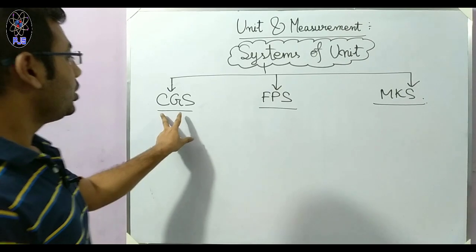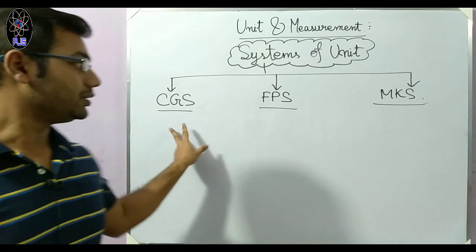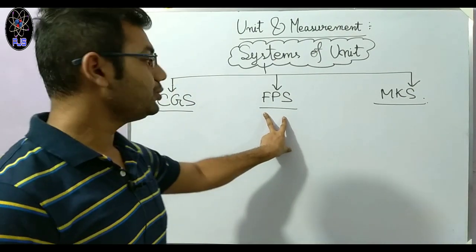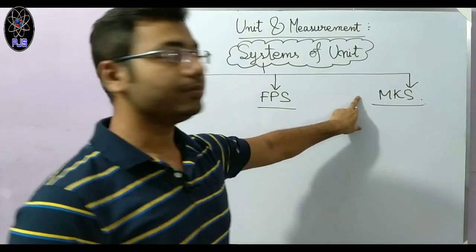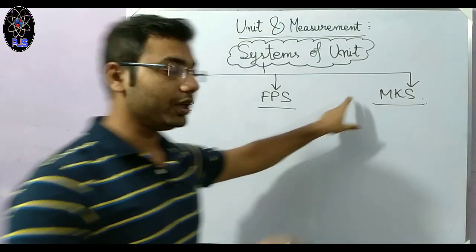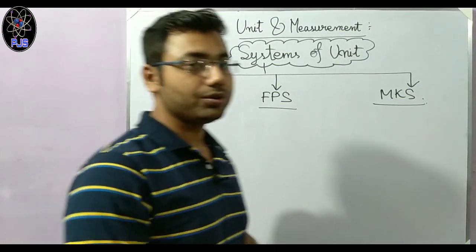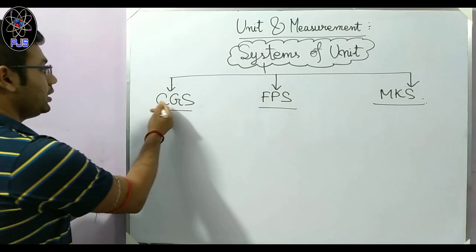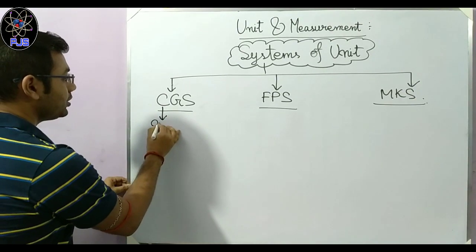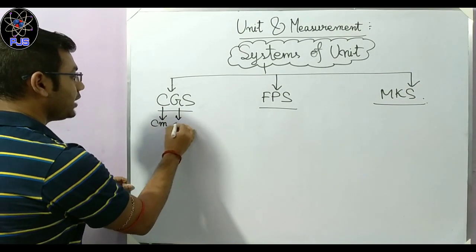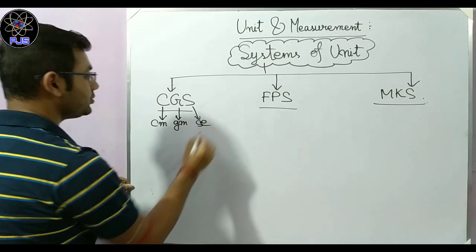Okay, here CGS units were used by the French, FPS units were used by British people, and then the MKS system was introduced by scientists. Here these three types of systems were also introduced by scientists. In the CGS system, C stands for centimeter, G stands for gram, S stands for second.